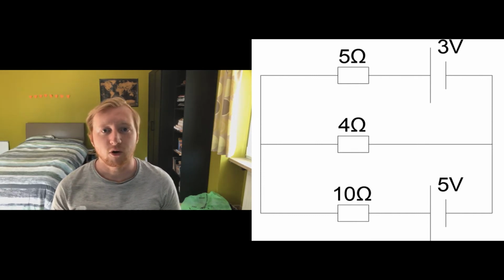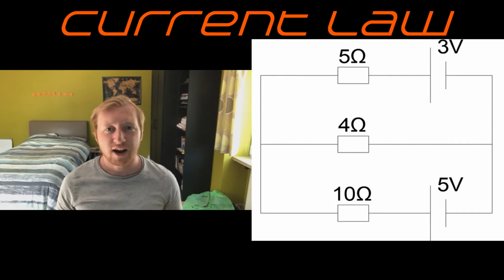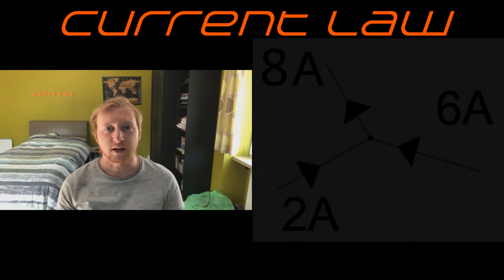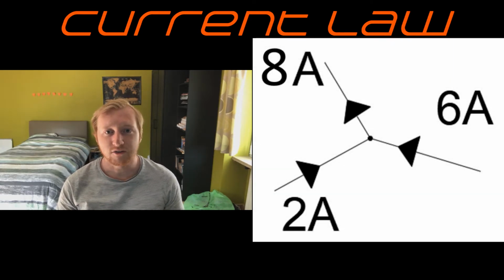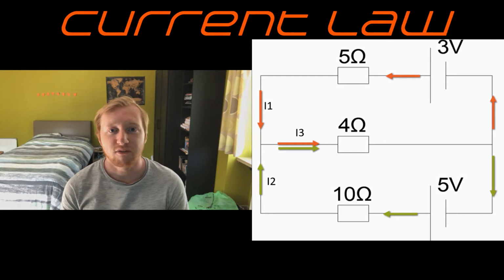So before we go on, we check out what the current flow is, and therefore we use the current law. The current law is very easy. The current law says that if you have a connection point like this one here, all the current that arrives has to leave as well. In other words, current can't just appear or disappear out of nowhere. So in this circuit, if we add up current 1 and current 2 with each other, then we have the value of current 3.